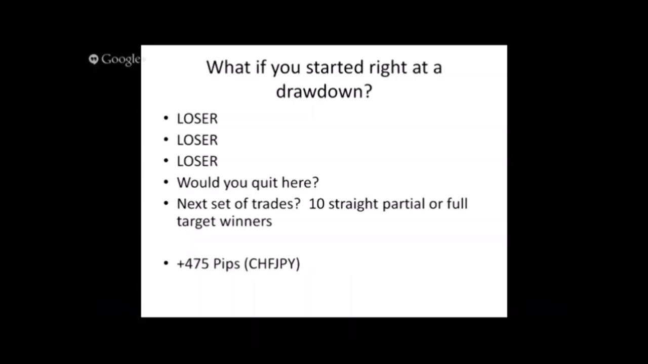What if you started right at a drawdown? What if you traded a market? This was the franc yen. It had a position or a time where it lost the first 3 in a row. And not only that, almost every time we lose on Keltner Bells, we have a partial loss. For some reason, these 3 losers in a row were full stop outs. It was just the market was kind of crazy whipsaw. And again, a lot of people, most people, I guarantee you the majority would quit. You know what happened the next set of trades? The next 10 straight trades had full or partial winners, plus 475 pips.